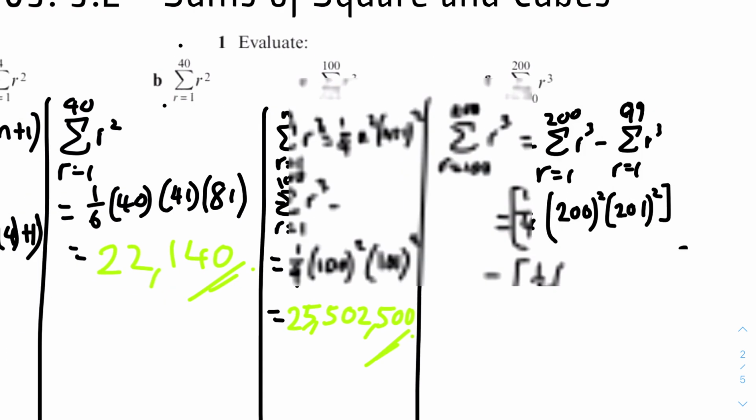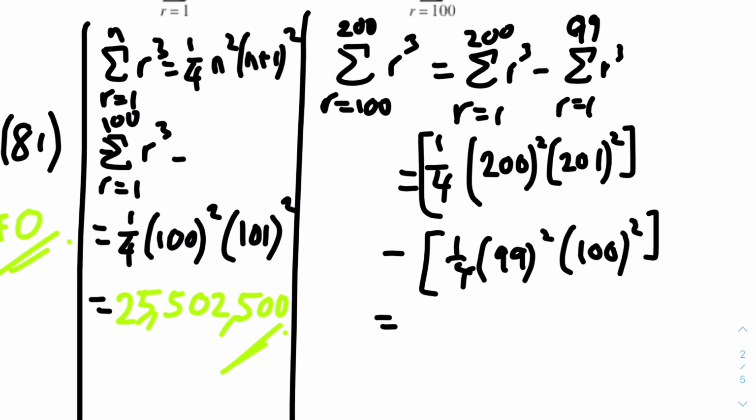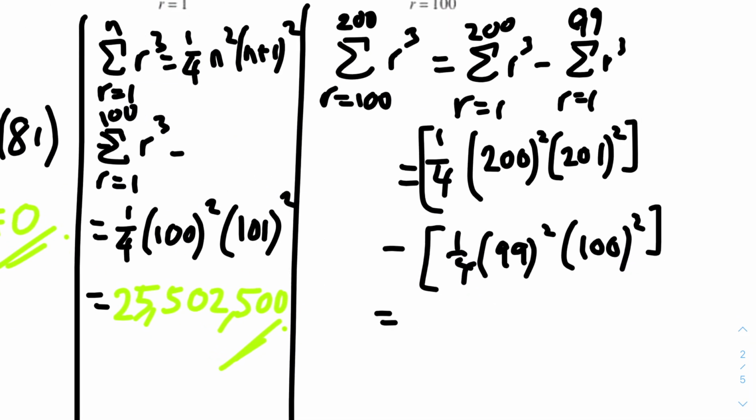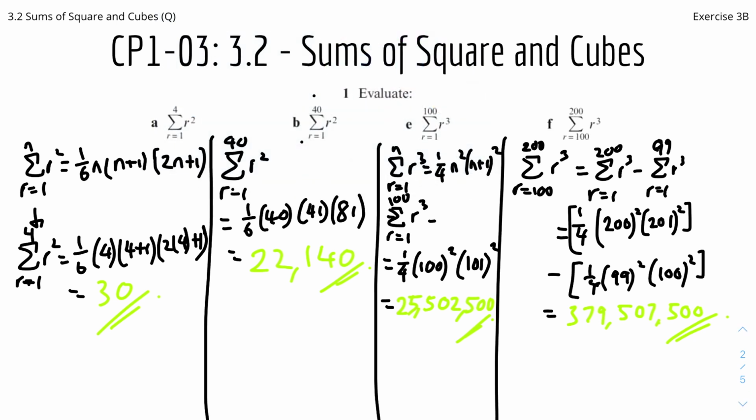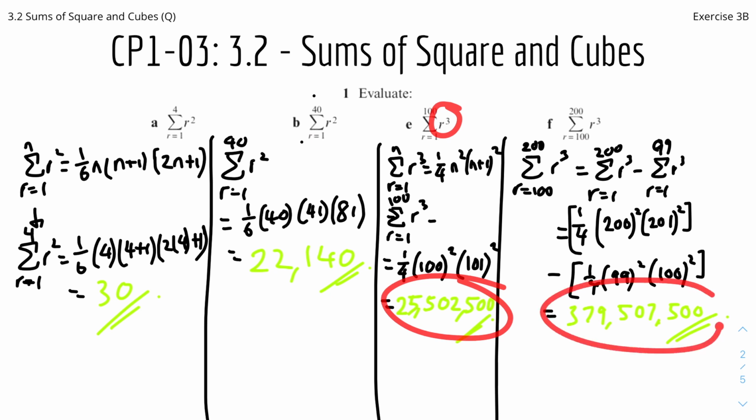And that gets us an answer of, let me just put it into my calculator. So the sum of r squared from r equals 100 to 200 gets us 379,507,500, like so. It's a huge number as well. And when we deal with sums of cubes and squares, and specifically for the cubes, you will get a huge number, as you can see in these cases.